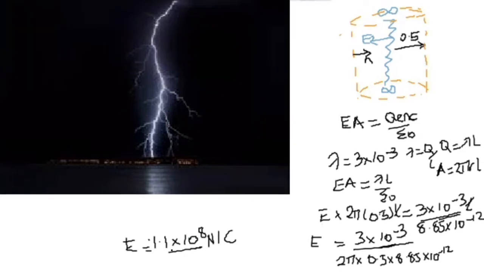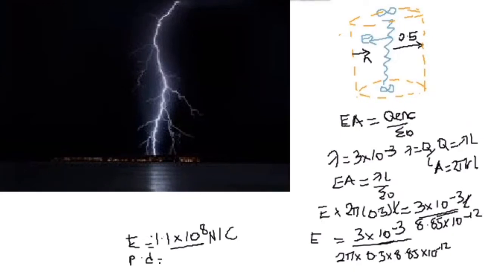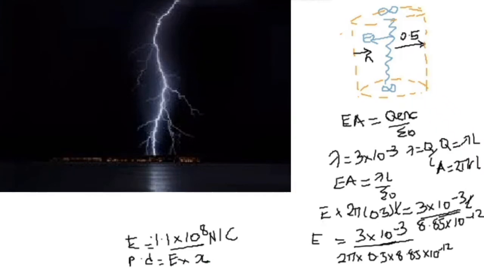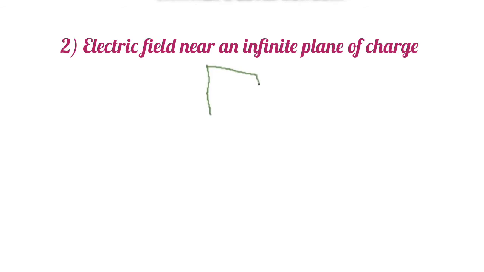That's a large electric field intensity, so potential difference will be large. So current is going to flow probably through the surface of the ground to the person, and that's not safe at all. The second kind of question is electric field near an infinite plane of charge.